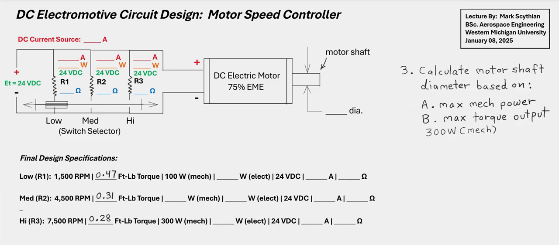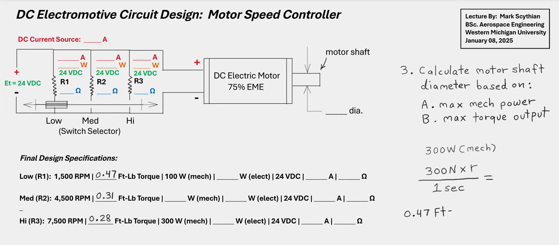And so you can just use the highest mechanical power value as 300 watts times some radius of the motor shaft. So we have to convert the highest torque value, 0.47 foot-pounds of torque, to Newton meters. There's 1.36 Newton meters per foot-pound, so we calculate 0.64 Newton meters.